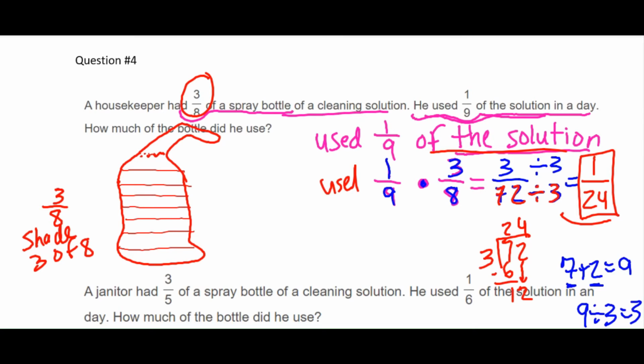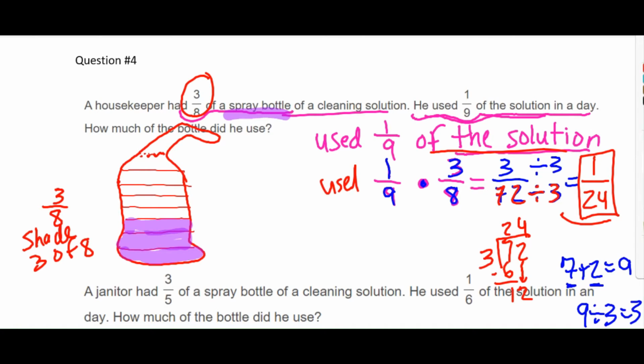So I need to shade 3 of the 8 in order to show 3/8. So I'm going to go ahead and shade 3 of 8. So this is 1/8, 2/8, because that's 2 of the 8ths, and then 3/8. So this is all the solution that he had in his spray bottle to start with.